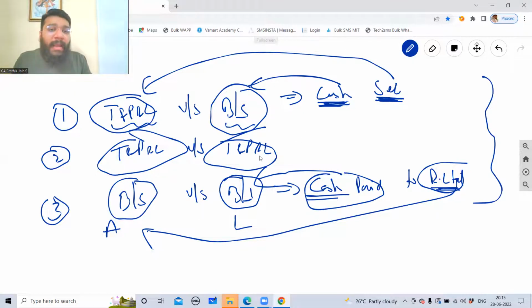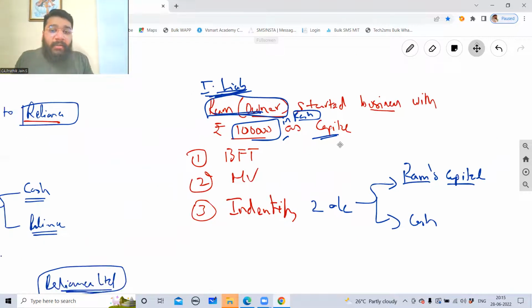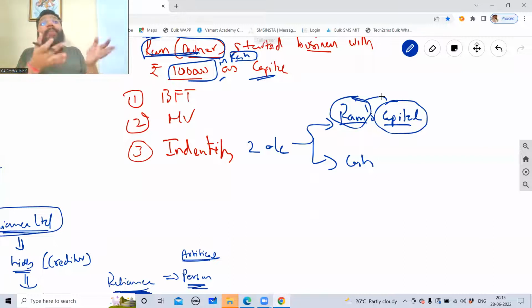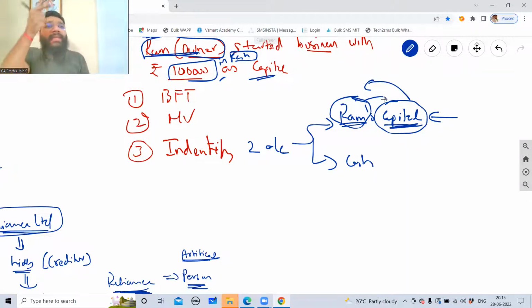All I'm trying to make you understand is that Ram and capital are not two different accounts. Both are the same: Ram's capital account. If I have to give anything to Ram, I will record it in this capital account. If I just write Ram account, how will I know whether Ram is my customer, my owner or my supplier, my creditor or debtor?